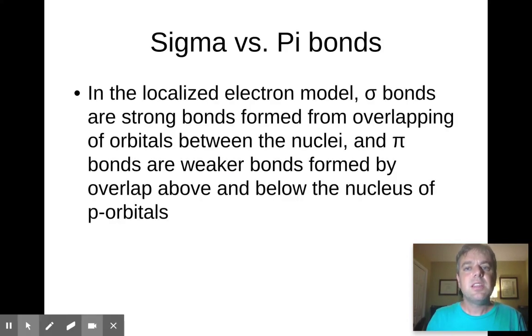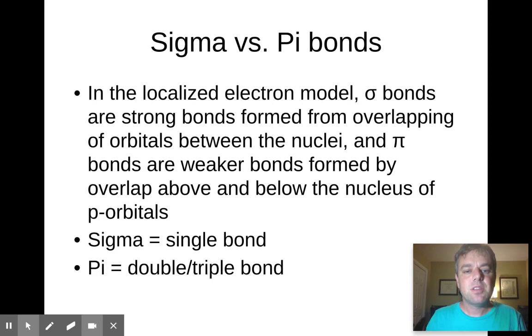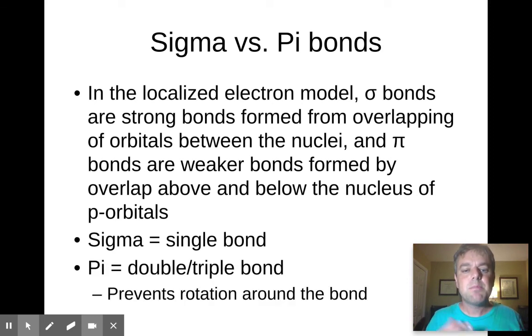Now, the other key thing about pi bonds is that they prevent rotation around the bond. So sigma bonds are flexible. If you have a large molecule, it can bend and flex around the sigma bonds, but pi bonds prevent rotation of a molecule. It stops any twisting around. And that will become significant when we talk about isomerization.